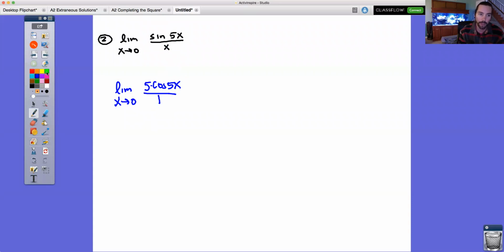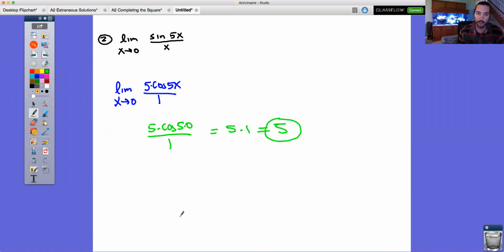Okay, now try to plug in. So you would have 5 times cosine of 5 times 0 over 1. You're not getting that divide by 0 error anymore. 5 times 0 is 0. The cosine of 0 is 1. So it's 5 times 1, which equals 5.